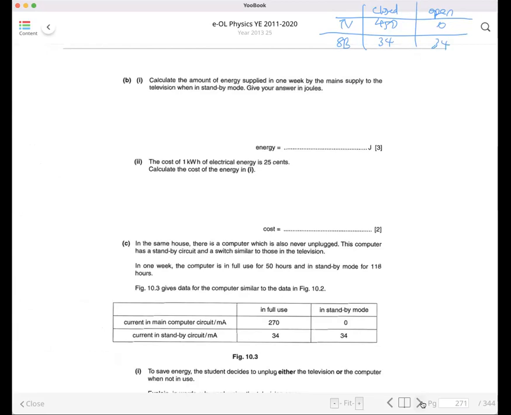Calculate the amount of energy supplied in 1 week by the mains supply to the television when in standby mode. Okay, let's do that now. Calculate the amount of energy supplied in 1 week by the mains supply when it is in standby mode.